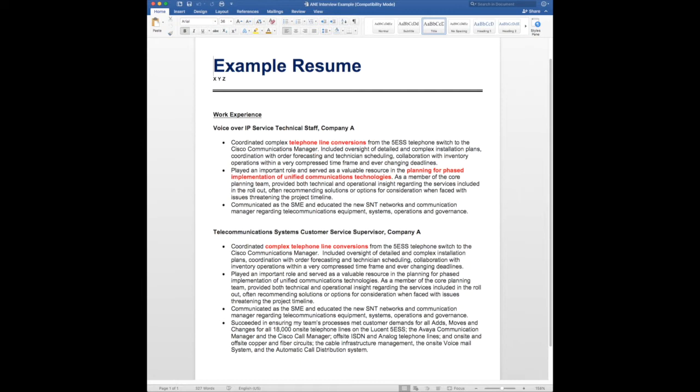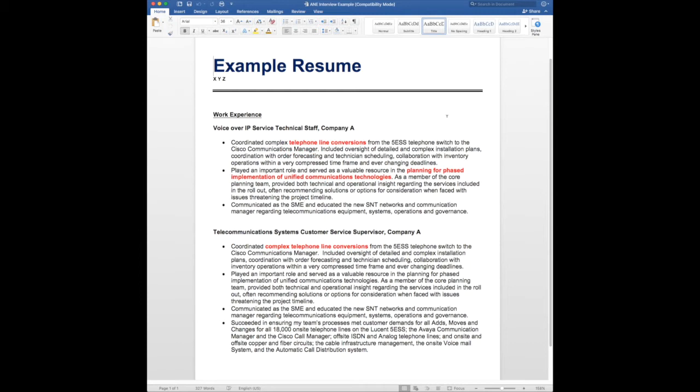They basically have a legacy old analog phone system, and they're moving to a VoIP solution using Cisco Unified Communications, or basically Call Manager. She talks a lot about telephone line conversions, again, from a legacy system to Cisco UCM. She talks about experience with planning for a phased implementation to Unified Communication technologies, and about complex telephone conversion, which is, again, this migration thing. I see that she has experience with adding phones, moving phones, and changes for about 18,000 phones on the campus. So a lot of good information here.